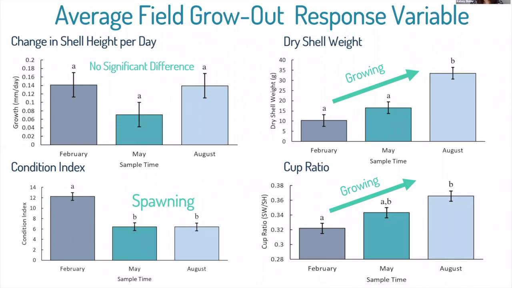And then for our cup ratio, we see another significant difference between February and August, which just means that the oysters are putting on new shell growth and are tumbling throughout the field grow out to create that deeper cup ratio that farmers really like. So this change over time just concludes that the oysters are growing at our 3 farm sites and represent good conditions for those farmers.